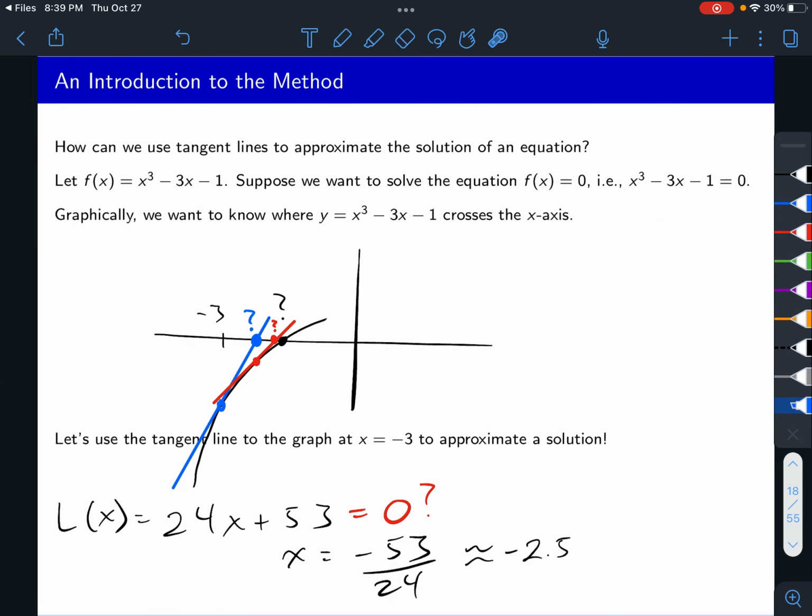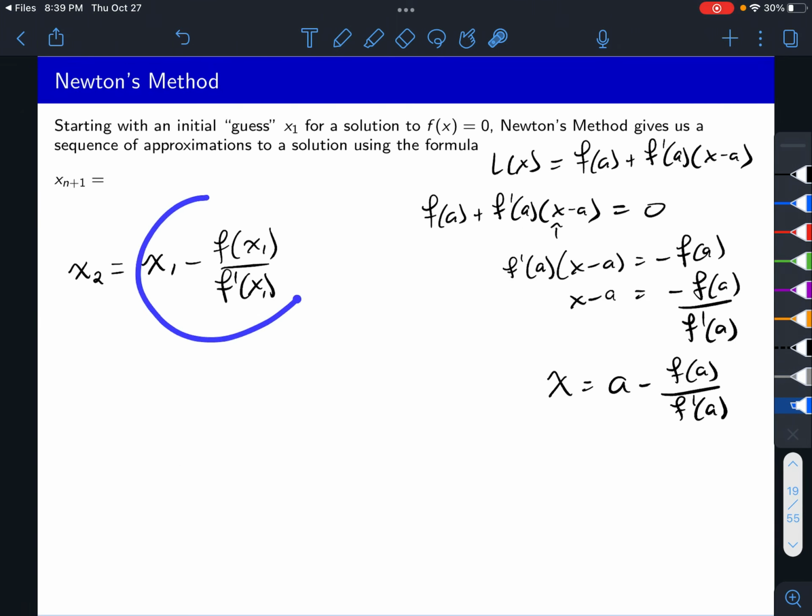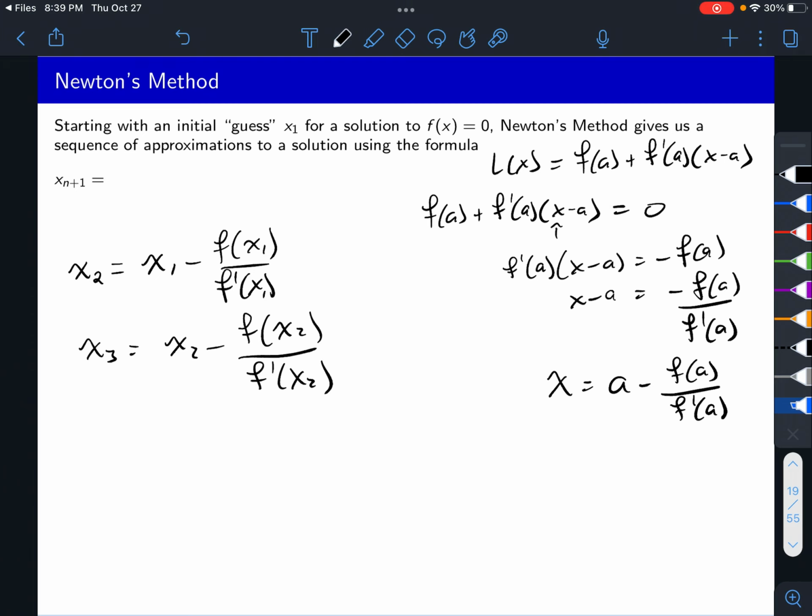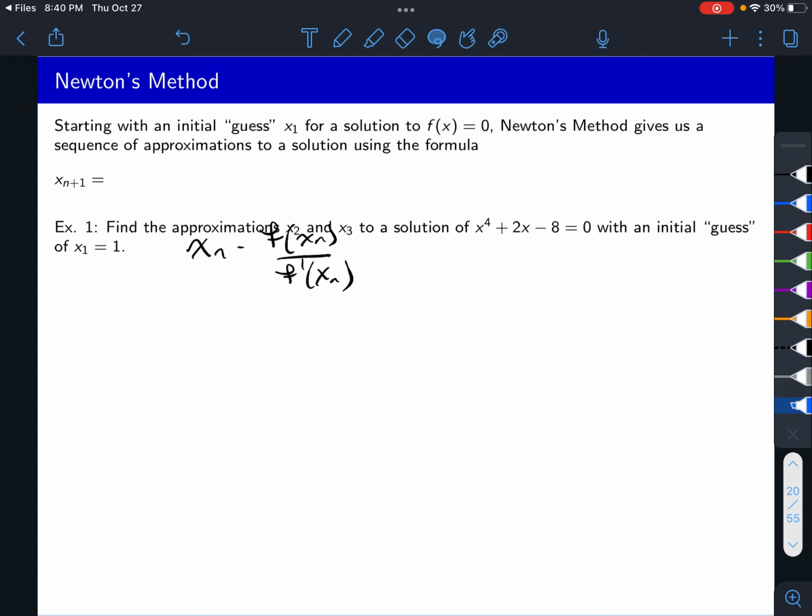And so doing what we did in the previous slide, where we set the equation of the tangent line equal to 0 after finding the equation of the tangent line, is going to do the exact same thing as using this little formula right here. So then your next guess, x3, would be you take your previous guess and then subtract f of your previous guess over f prime of your previous guess. And in general, xn plus 1 is going to be equal to xn minus f of xn over f prime of xn. And so, yeah, we can just use this now.